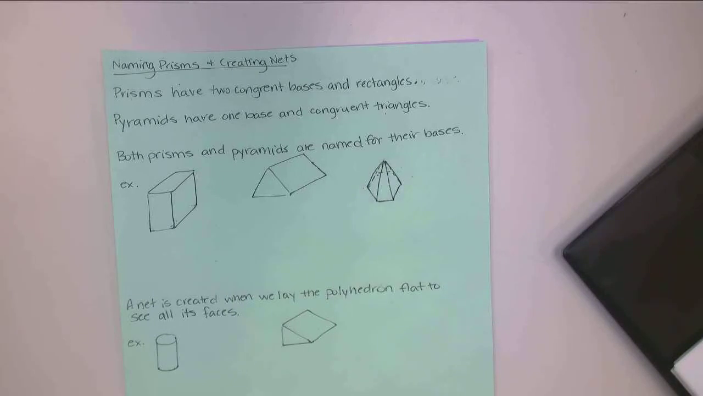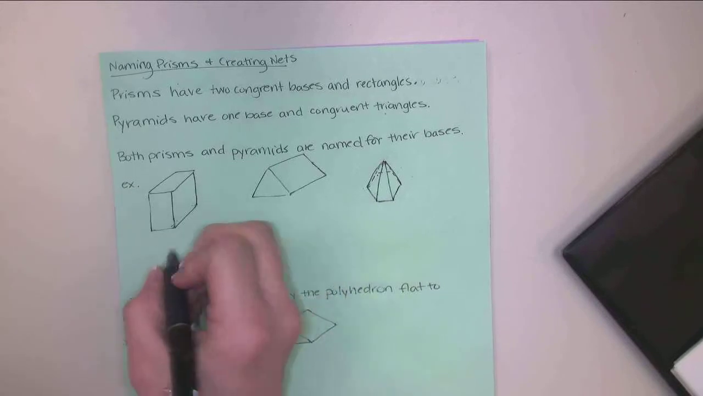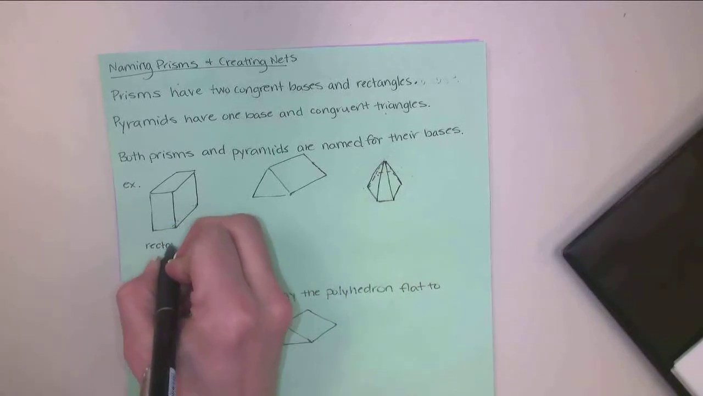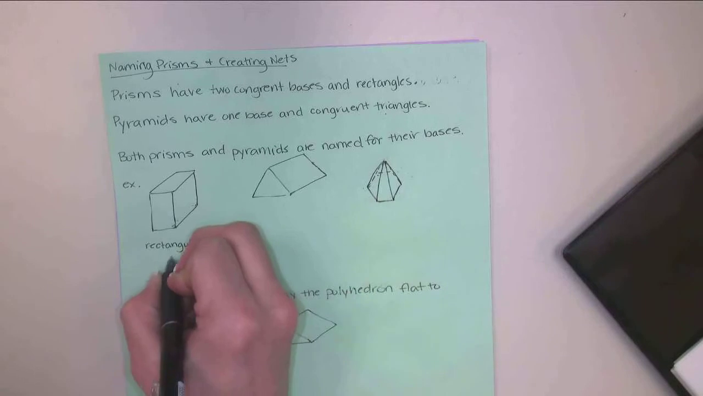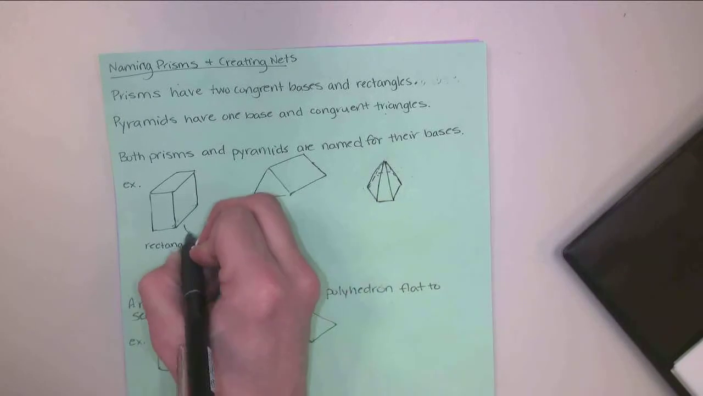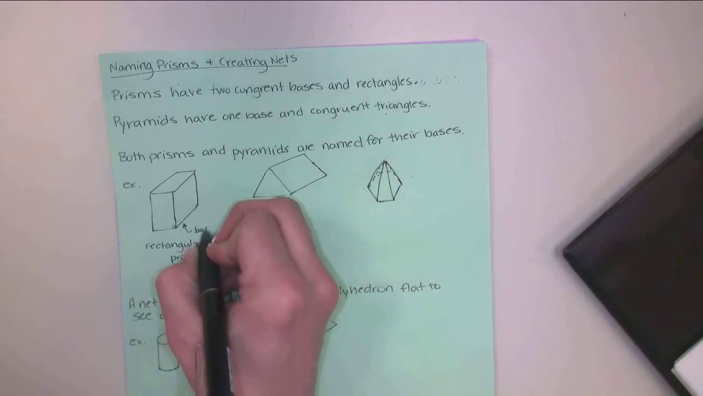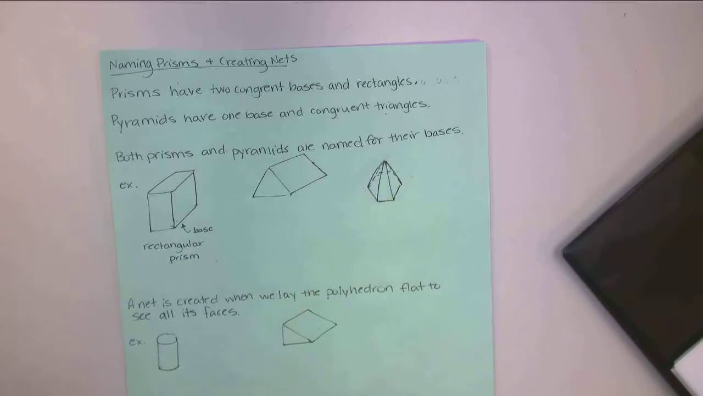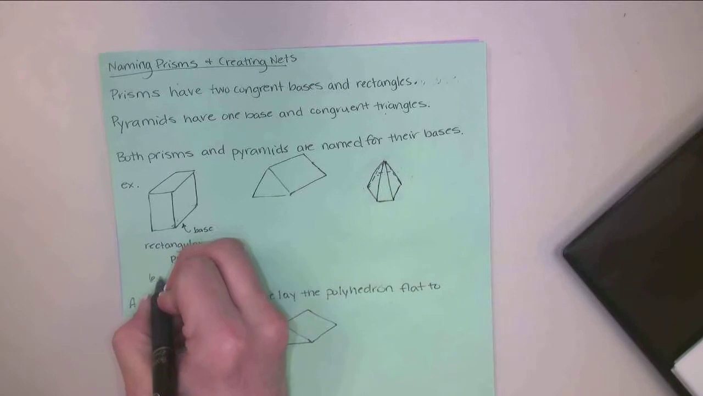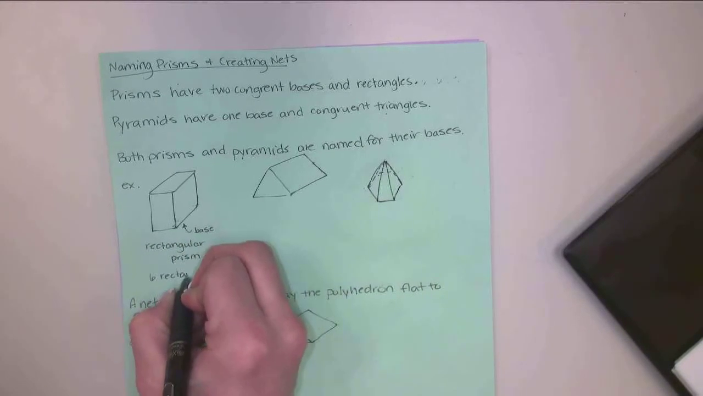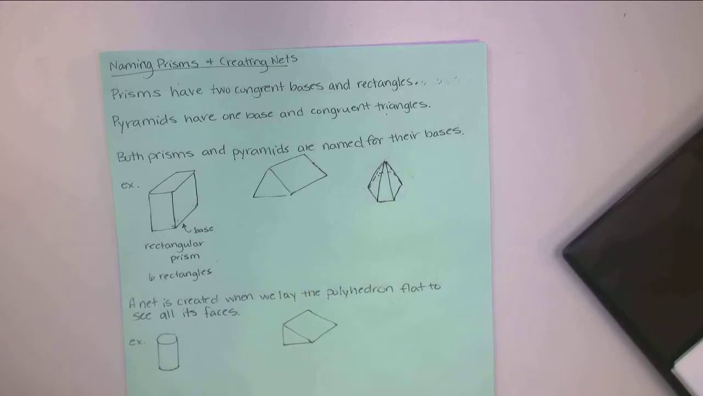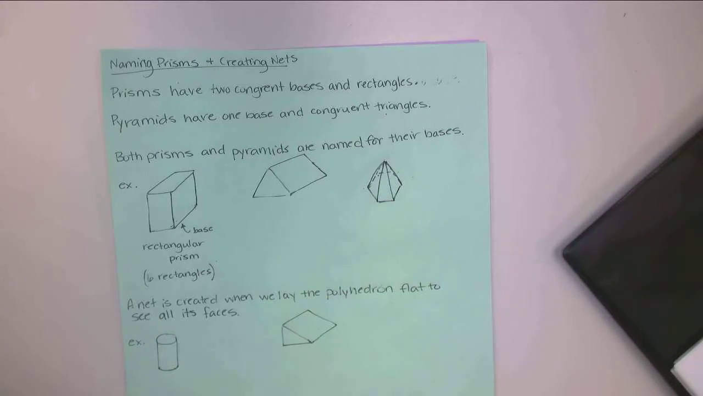So if we are going to name these figures and describe what they have, we'll look at first the bases here. Now, we have here a rectangular prism, because we have a base that is a rectangle, and all the other faces in the picture are rectangles. So it is made up of 6 rectangles, because a box has 6 rectangular faces. Okay? We will call it a rectangular prism or a rectangle-based prism.